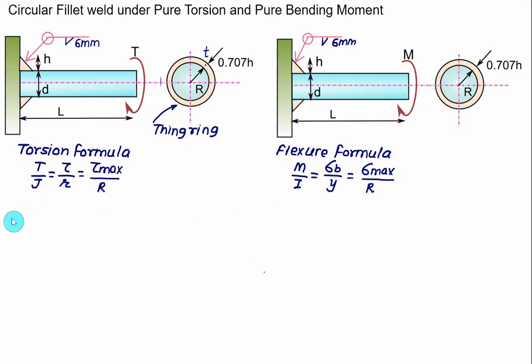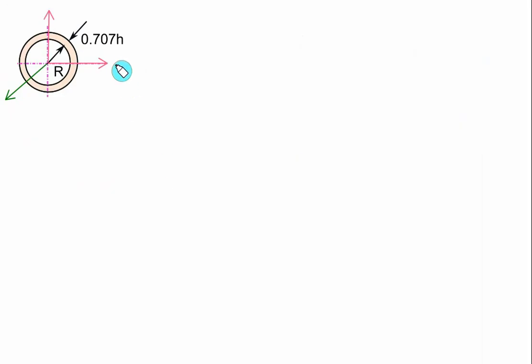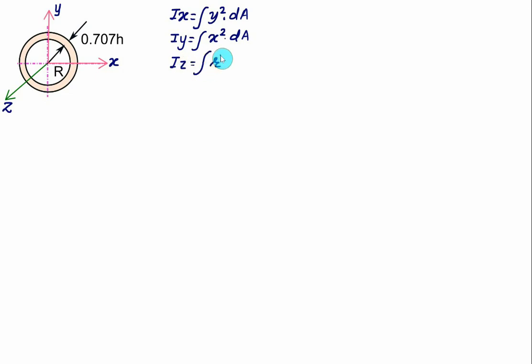So we want to calculate for the thin ring the moment of inertia and the polar moment of inertia. We'll first introduce the concept of moment of inertia about the x-axis, the y-axis, and the z-axis. The moment of inertia about the x-axis is given as the perpendicular distance squared, y square multiplied by dA. The moment of inertia about the y-axis is given as x square dA. And the moment of inertia about the z-axis is given as the integral of r square dA.